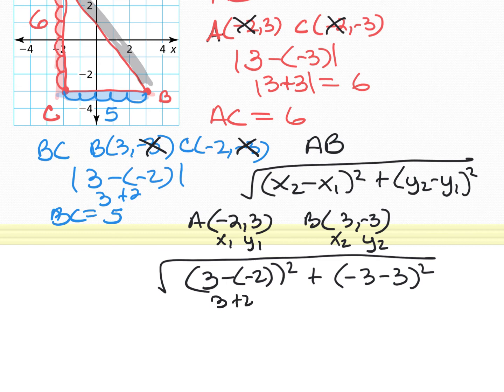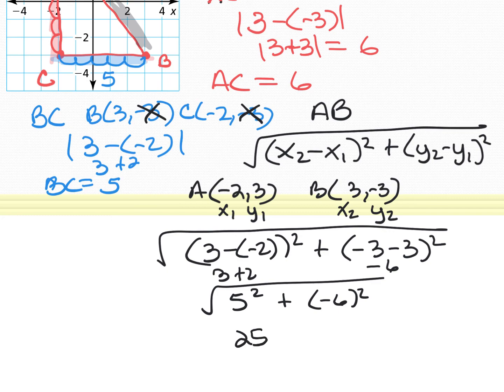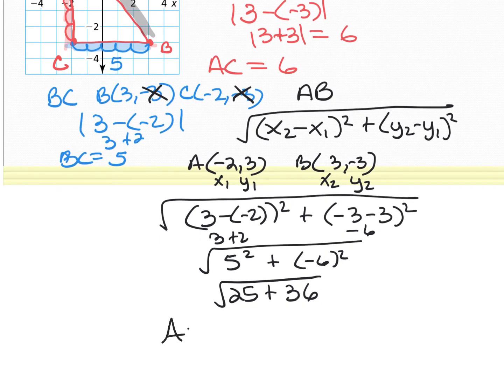3 plus 2 is what this one becomes, so 5 squared. And this becomes negative 6, so negative 6 squared. 5 squared is 25. 6 squared is 36. So the length of AB is going to be the square root of 61. I can't simplify that. That's prime, so I would leave it.